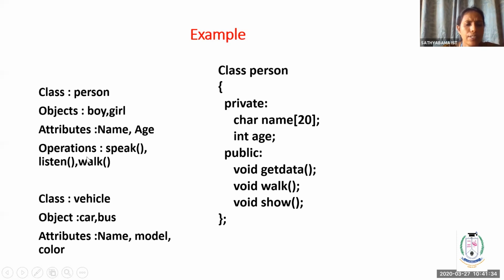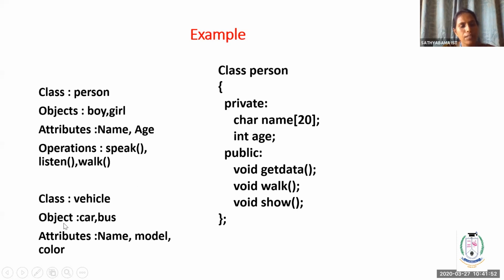Those are the characteristics as well as operations. These are the major components of your object. So here the boy as well as girl object has its own name as well as age. These come under the attributes, and the operations are that they can speak, listen, walk. These are called functions or operations.